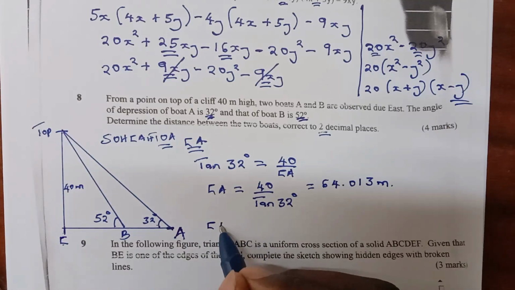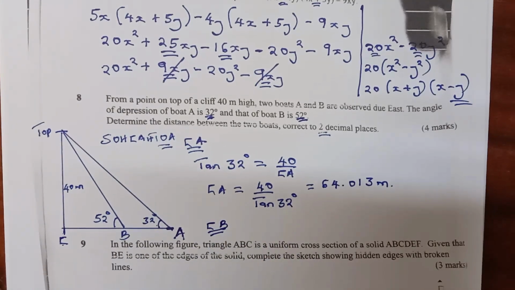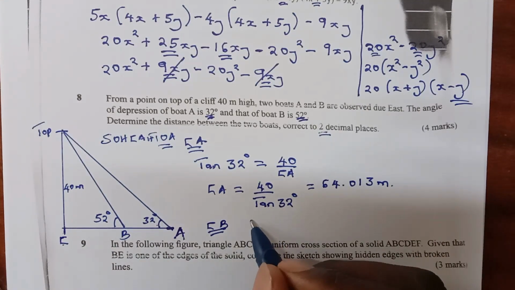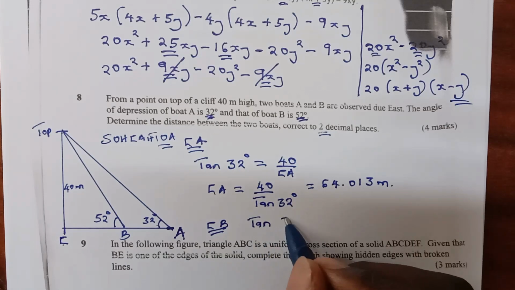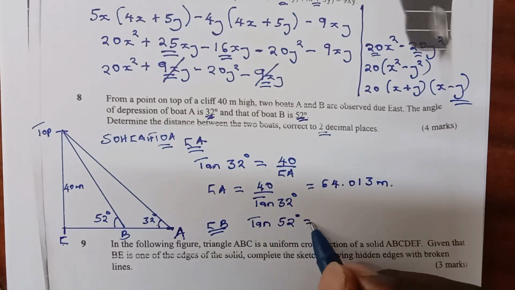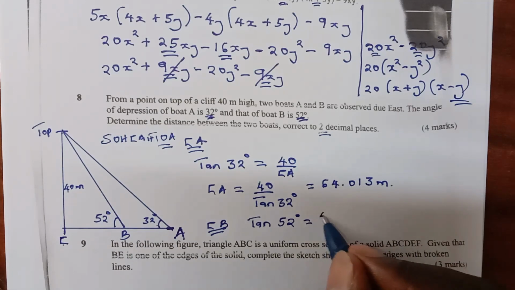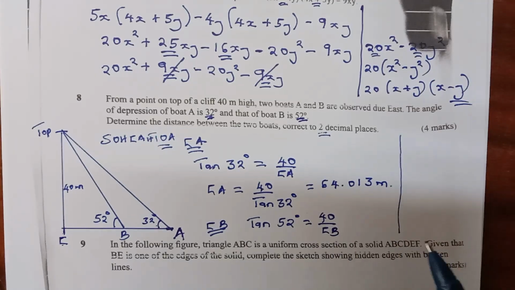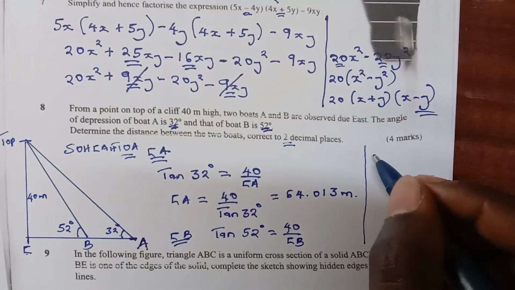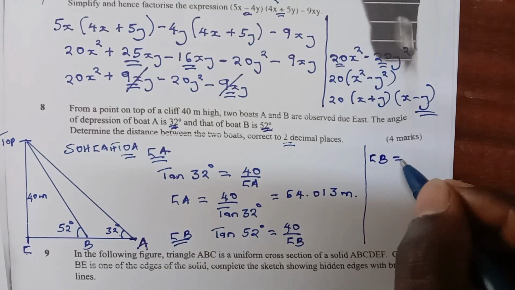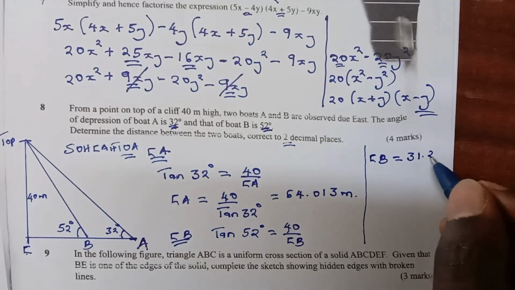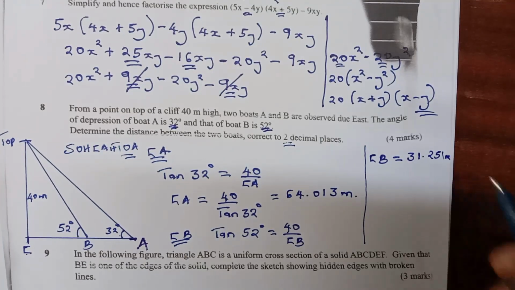So looking at the side CB, we are going to look at the tangent also, so that the tangent of 52 degrees equals the opposite, which is 40, over the adjacent, which is CB. So in this case, we find that the value of CB using our calculator is going to be 31.251 meters.